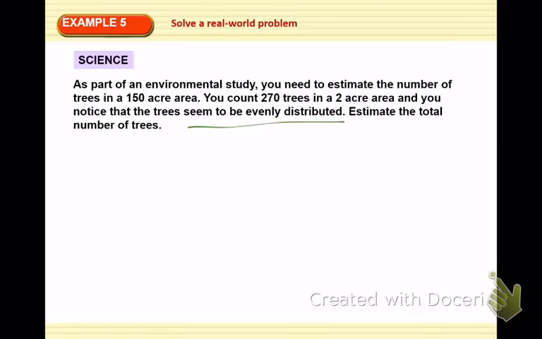If that's the case, then the ratio of trees to acres, whether it's 2 acres or 150 acres, should be the same. And we can use that to help us estimate the total number of trees. So if there are 270 trees in 2 acres, and the trees are evenly distributed, then we should be able to find out how many trees are in 150 acres by setting that equal to x to 150. Okay?